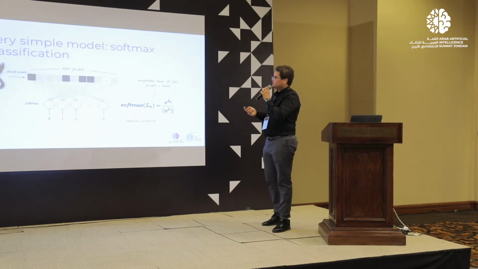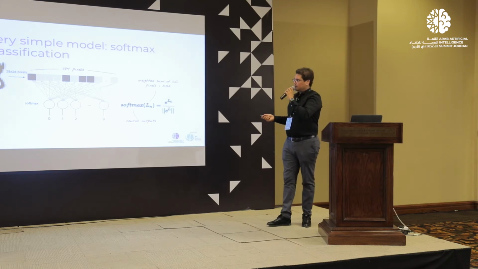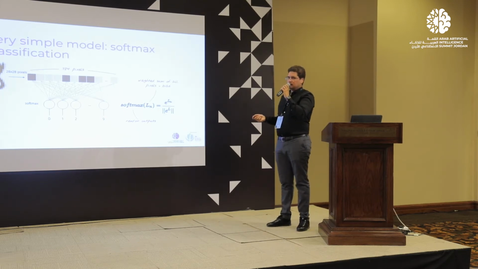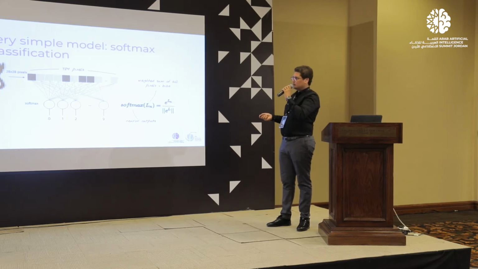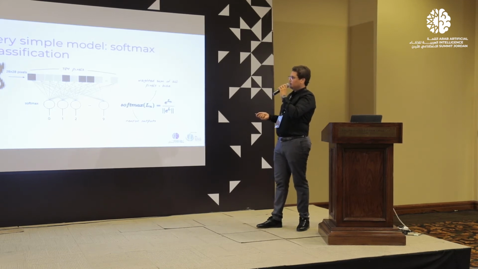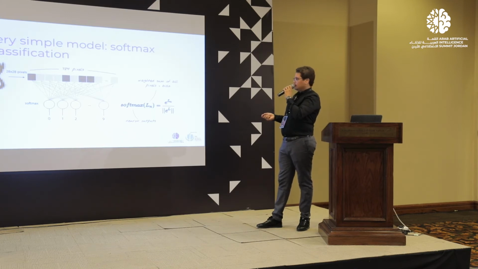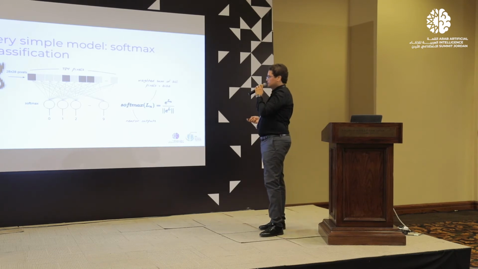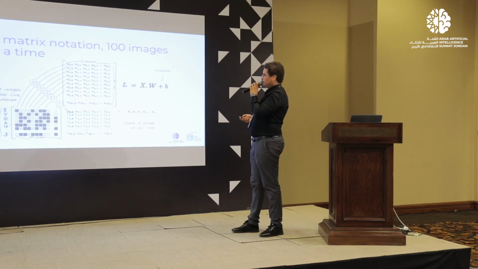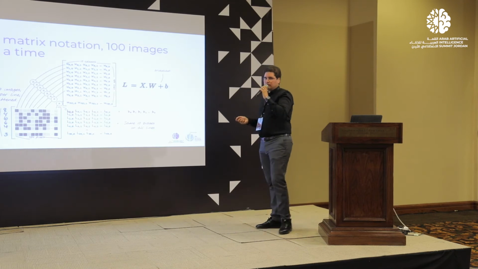So what we'll do basically is flatten the image. We have a 28 by 28 image, so we'll flatten it into one vector. It will have a length of 784 pixels. Then we add 10 neurons, one for each class. Then we compute the softmax, compute the loss, and do the backpropagation.